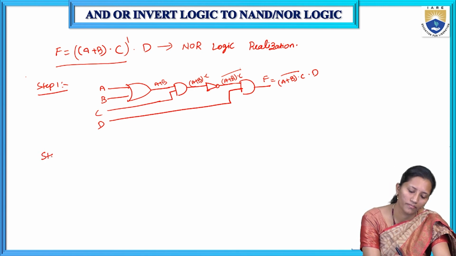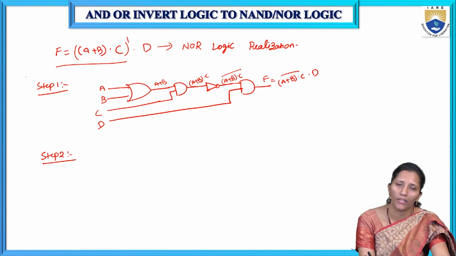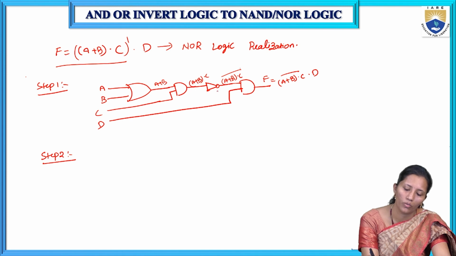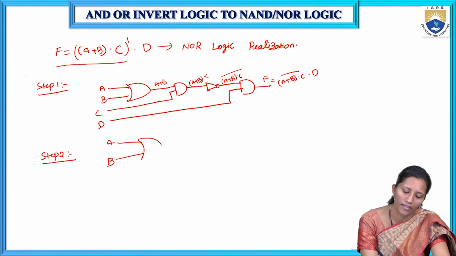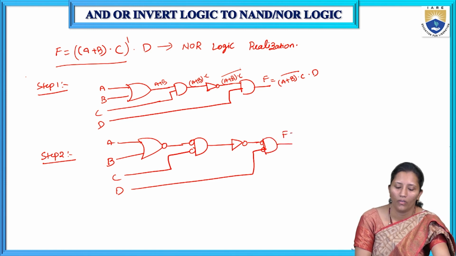In step 2, what we have to do in NOR logic realization is add bubbles at the output of the OR gate and bubbles at the input of the AND gate. So we have 2 AND gates and 1 OR gate. So here A, B. For NOR realization, we have to add bubbles at the output side and bubbles at the input of the AND gate. So this is F. Okay.